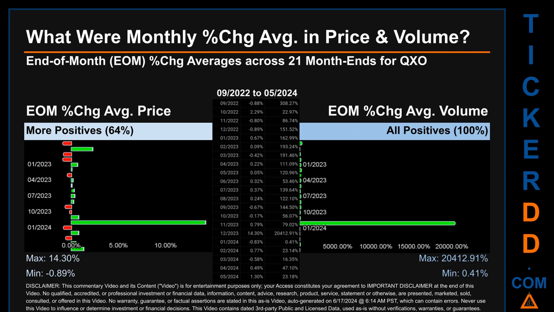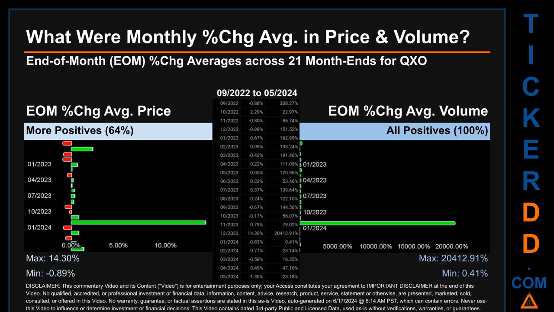From 09/2022 to 05/2024, 14 out of 21 month ends had a positive percentage change in average price. That is 64% of month ends saw a positive percentage change in average price. In terms of volume, 22 out of 21 month ends had a positive percentage change. That is 100% of month ends saw a positive percentage change in average volume.